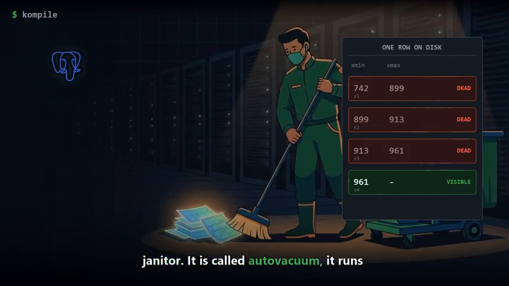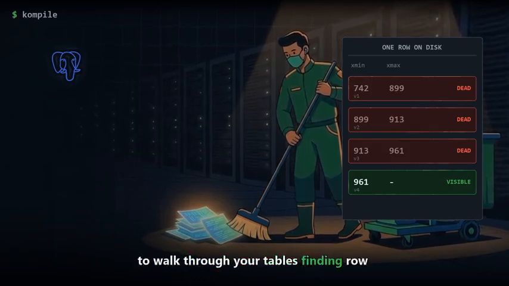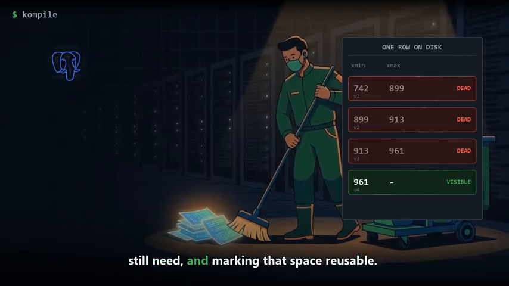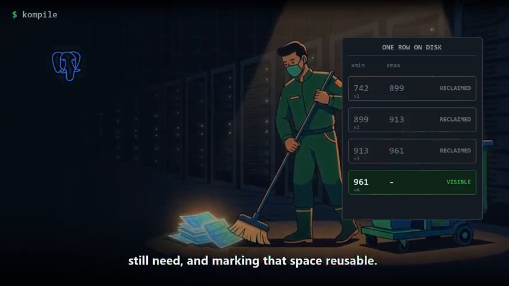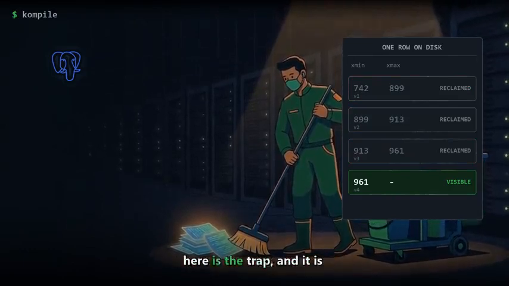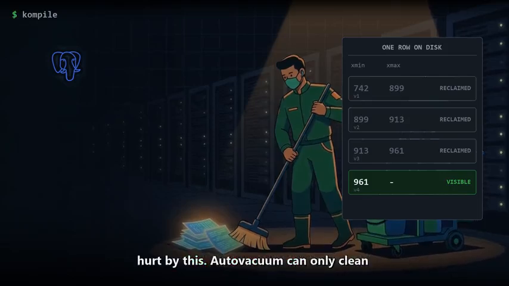It is called Autovacuum, it runs in the background, and its job is to walk through your tables finding row versions that no living transaction could possibly still need, and marking that space reusable. Most of the time it just works and you never think about it. But here is the trap, and it is the single most common way people get hurt by this.